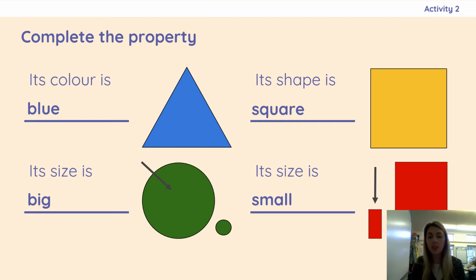If we were searching for these objects and using the property, for the blue triangle, if we typed in its colour is blue, that one would come up. If we were looking for its size is big, if we've described the larger circle as big, that would come up. So the properties we might use may change to find items.